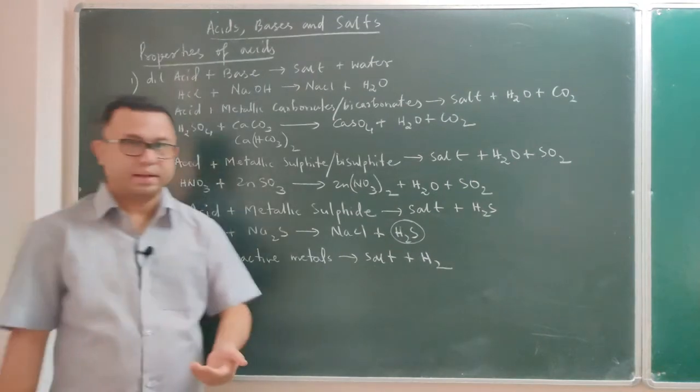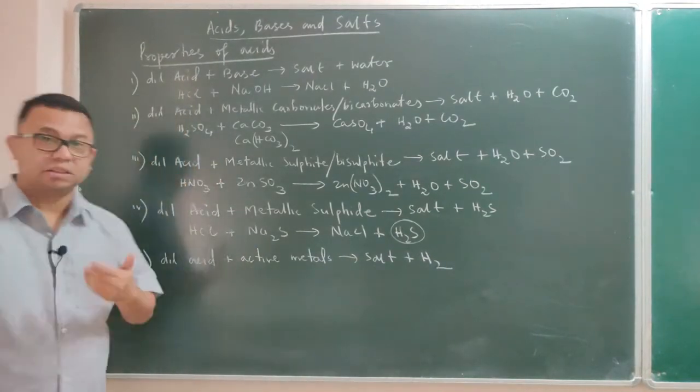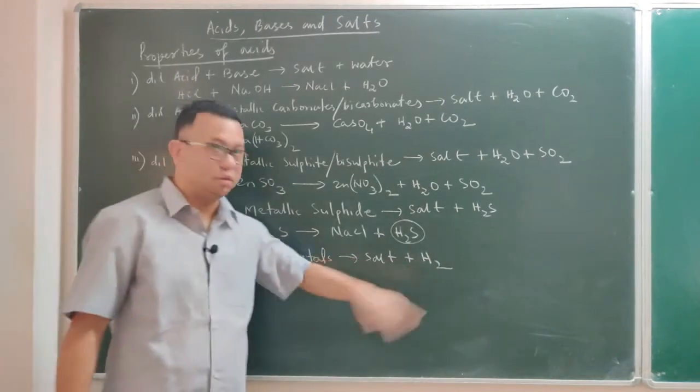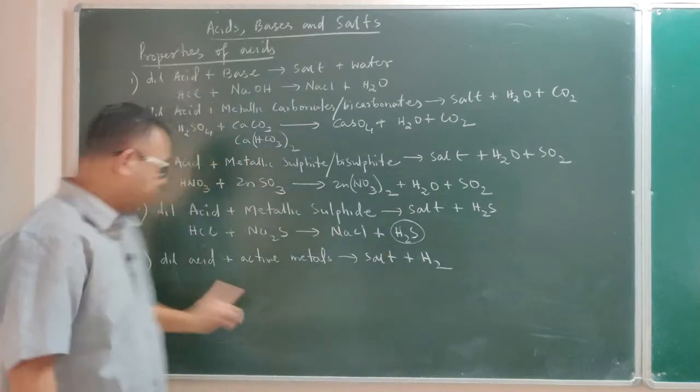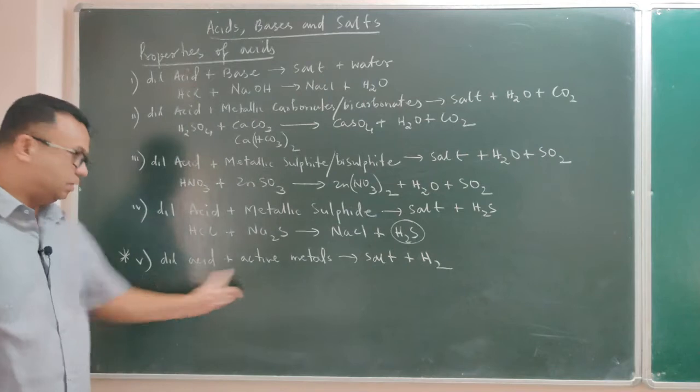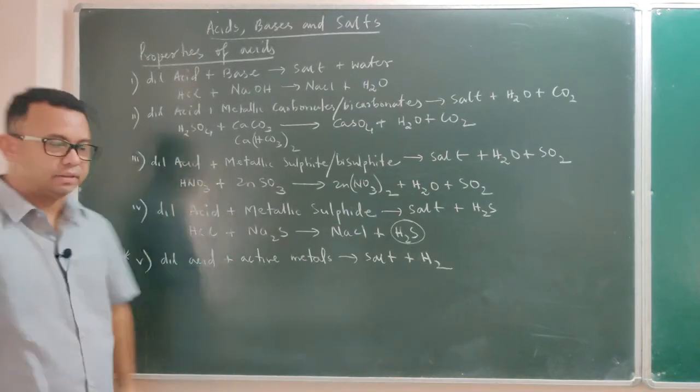Now I'll tell you why nitric acid cannot. Nitric acid, being a very good oxidizing agent, will not follow this, because whatever hydrogen is produced will be oxidized to water. That is why this is the only exception, for nitric acid. In the nitric acid chapter also you'll learn about this reaction; you have a chapter on nitric acid where you'll discuss it.